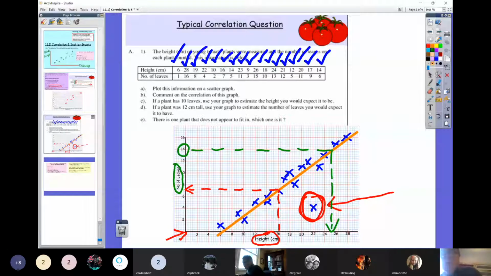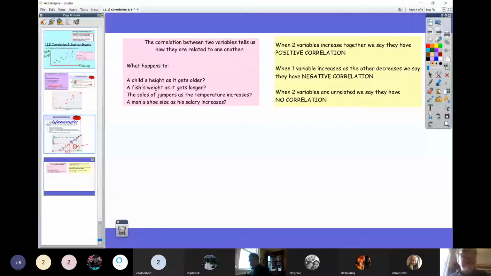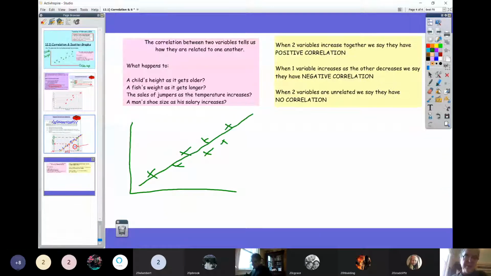Now, one final thing to introduce you to, it's what's called correlation. Correlation is the relationship between the variables. If it was like a child's height and its age, like the one we just did, where the points are generally going upwards and we put in our line of best fit, this is called positive correlation, because we're going upwards.